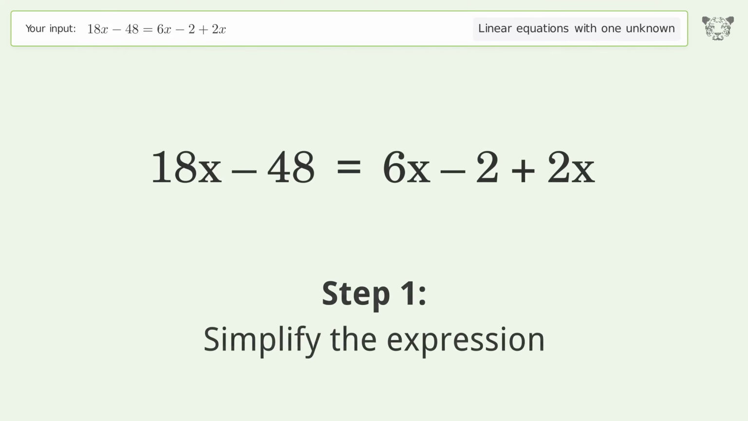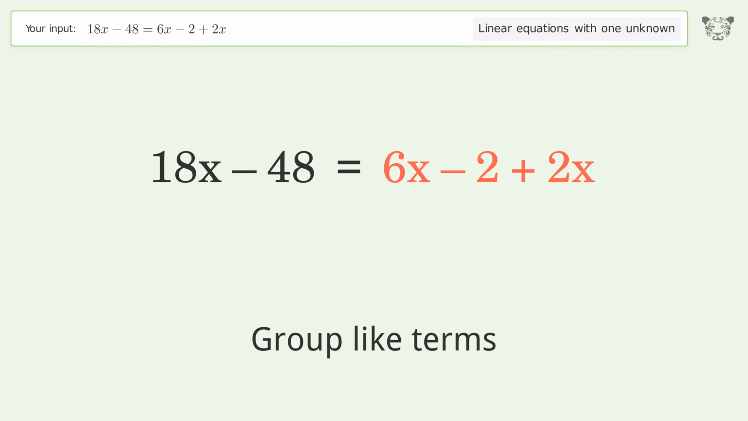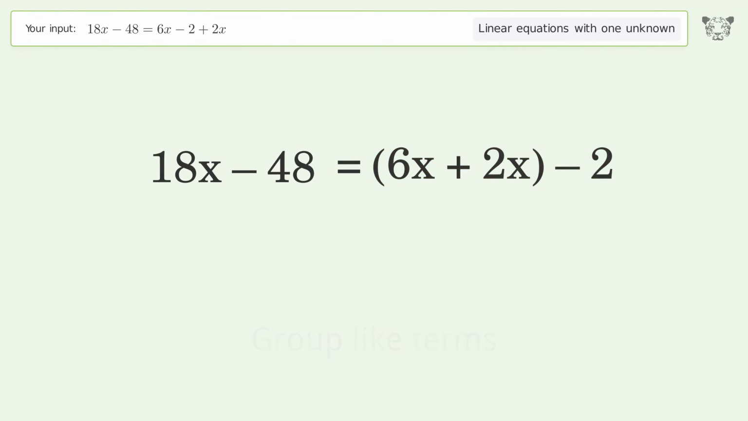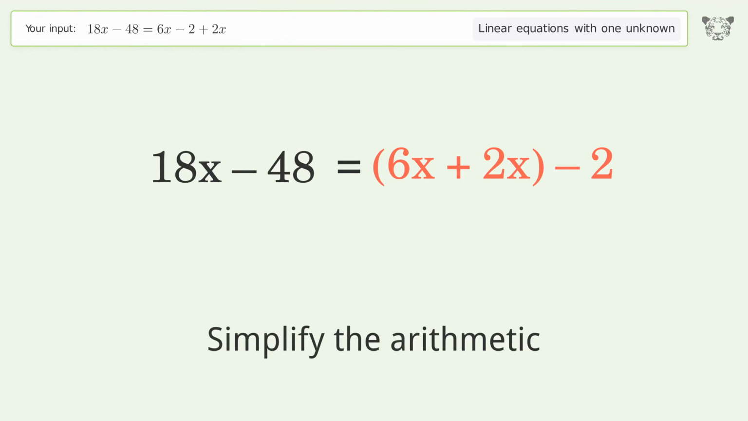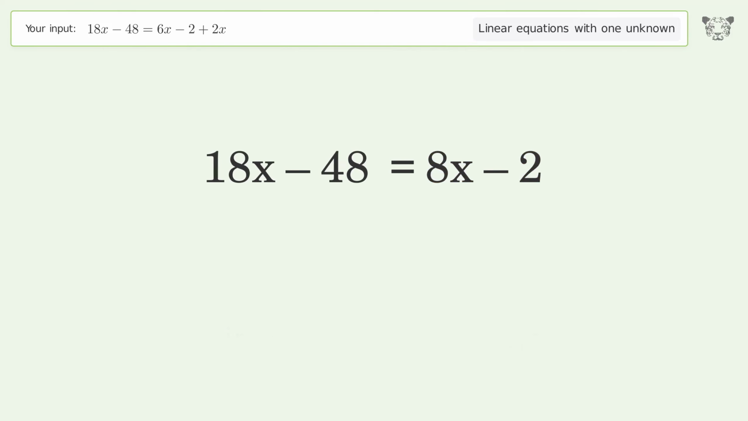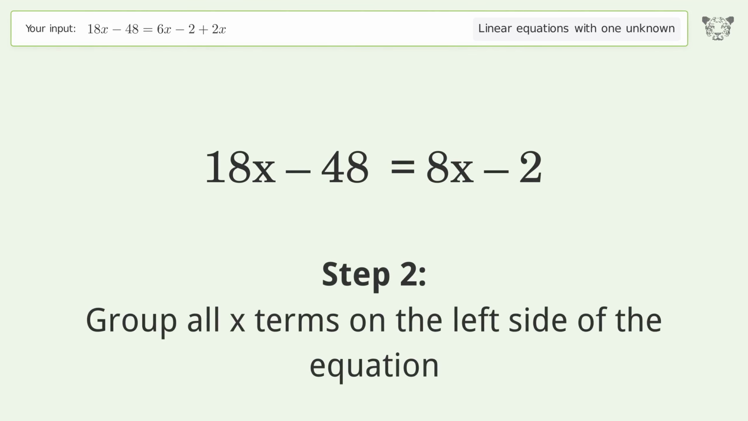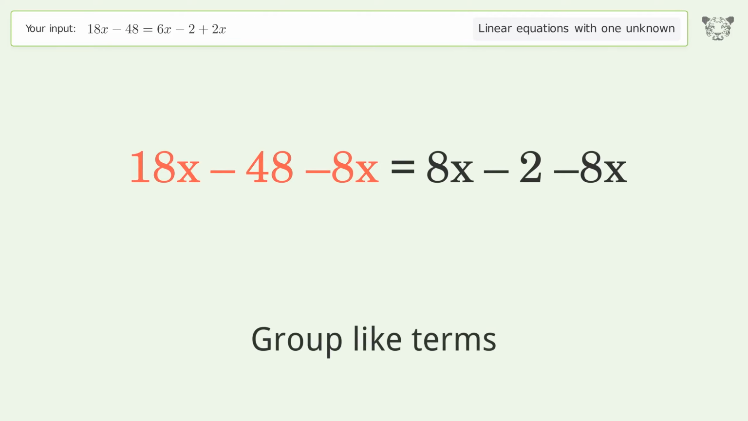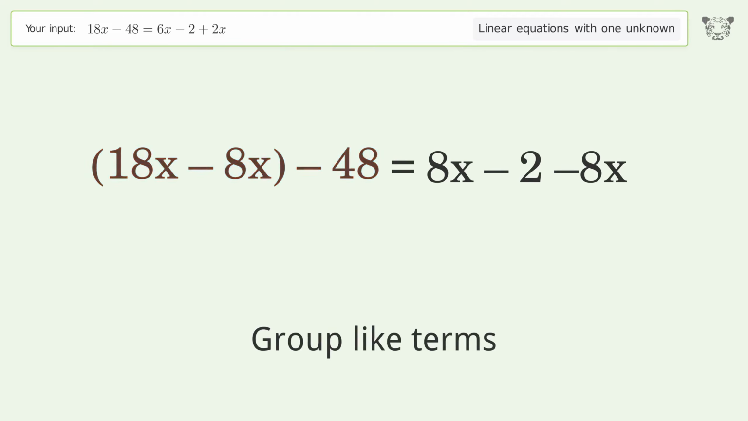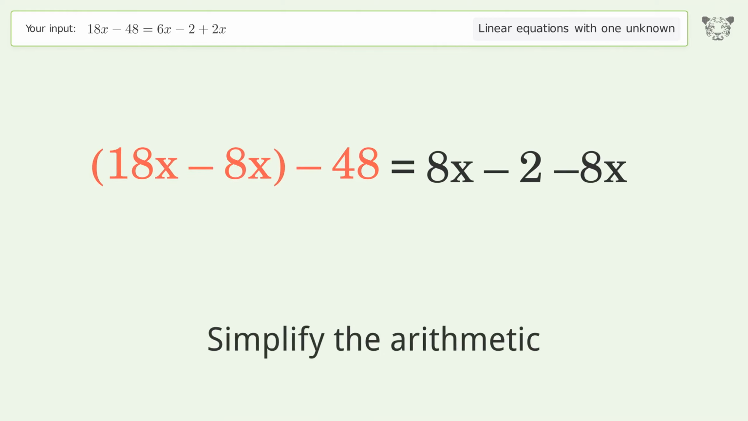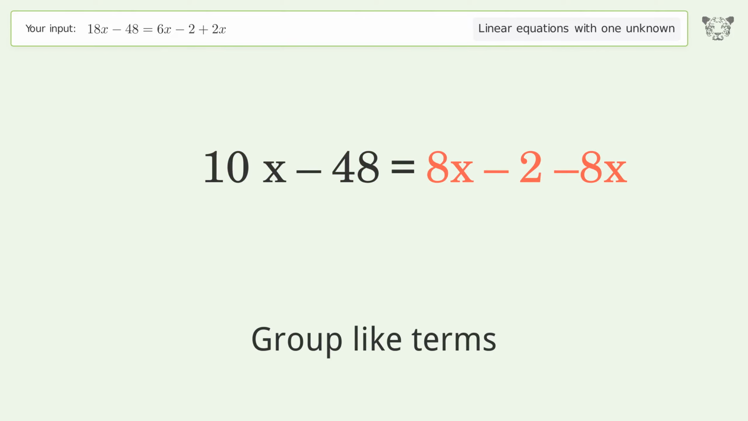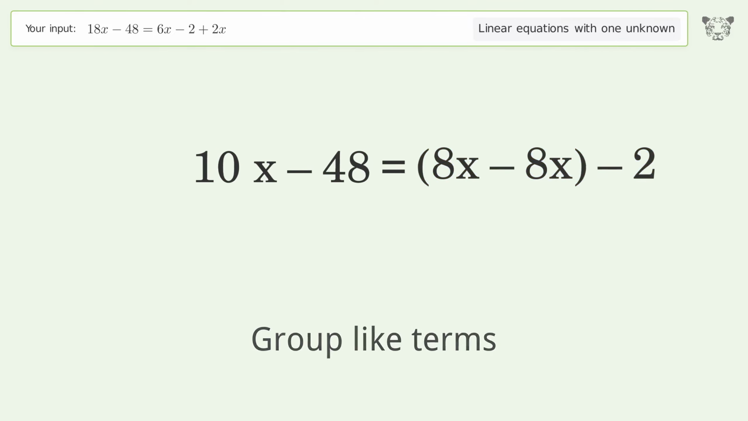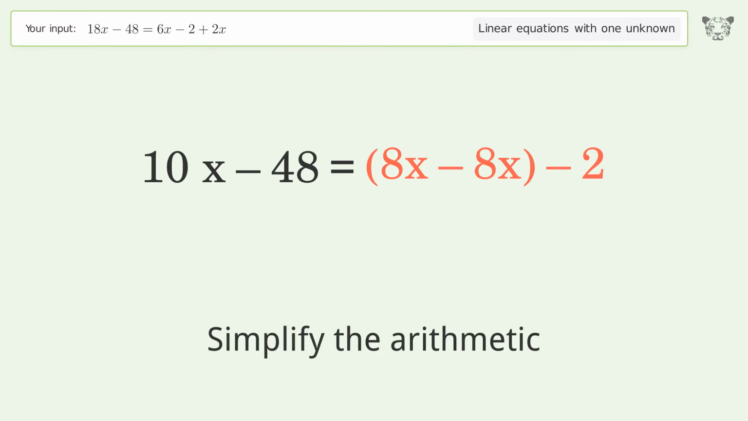Simplify the expression. Group like terms. Simplify the arithmetic. Group all x terms on the left side of the equation. Subtract 8x from both sides. Group like terms. Simplify the arithmetic. Group like terms. Simplify the arithmetic.